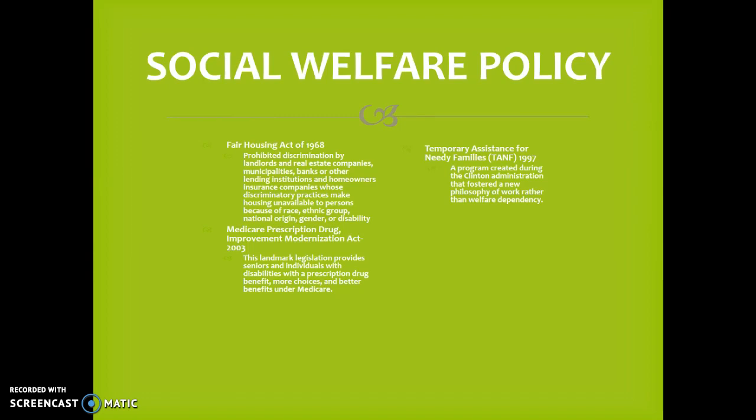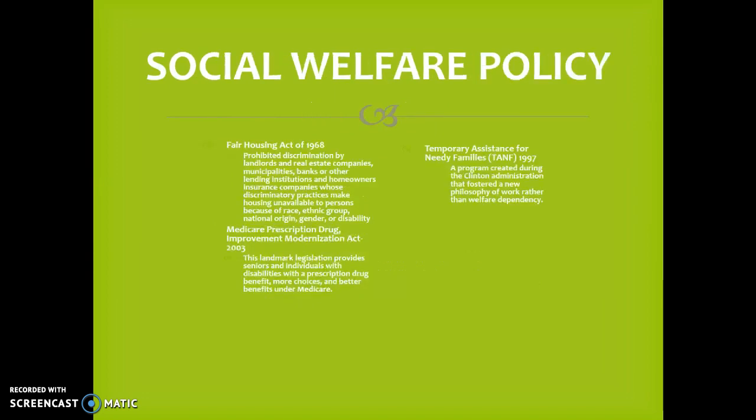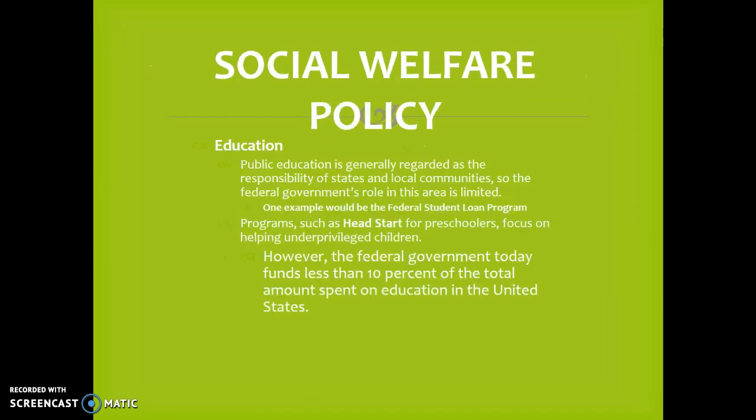Then there's TANF, which most people associate with welfare. It's the Temporary Assistance for Needy Families. It was started in 1997 under the Clinton administration. And it's got a conservative spin on it. It's the idea that you give welfare to people who need it, but it's based on the philosophy that they do so while getting job training or while actively doing something to look for work. So TANF is very obviously temporary, which is why it's called the Temporary Assistance for Needy Families.